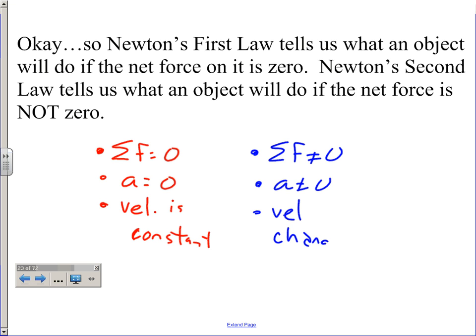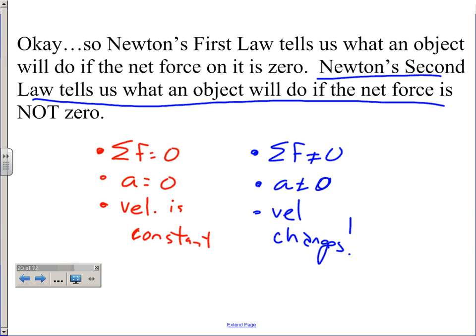All right? So this then raises the question: if your net force isn't zero, then your acceleration isn't zero, but what is it? And so that's what Newton's second law tells us. Newton's second law tells us what an object will do if the net force is not zero. So that's what we're going to focus on here today.